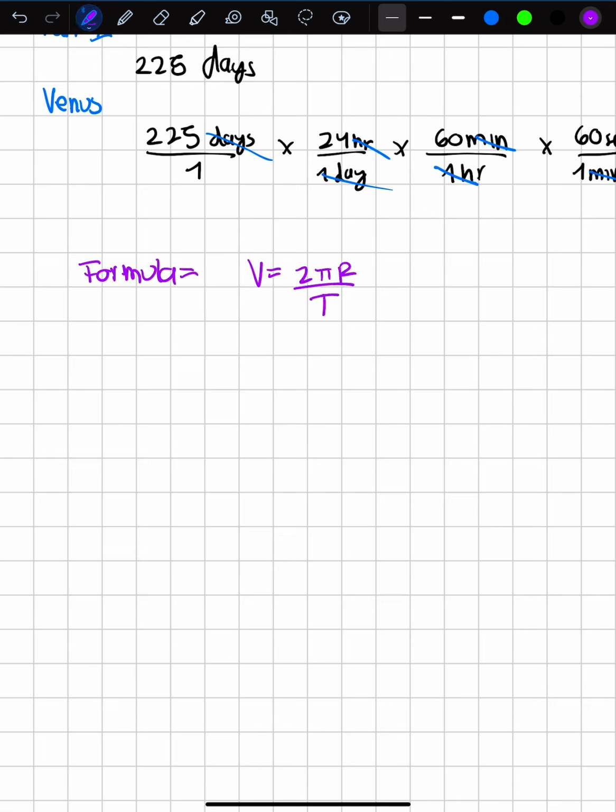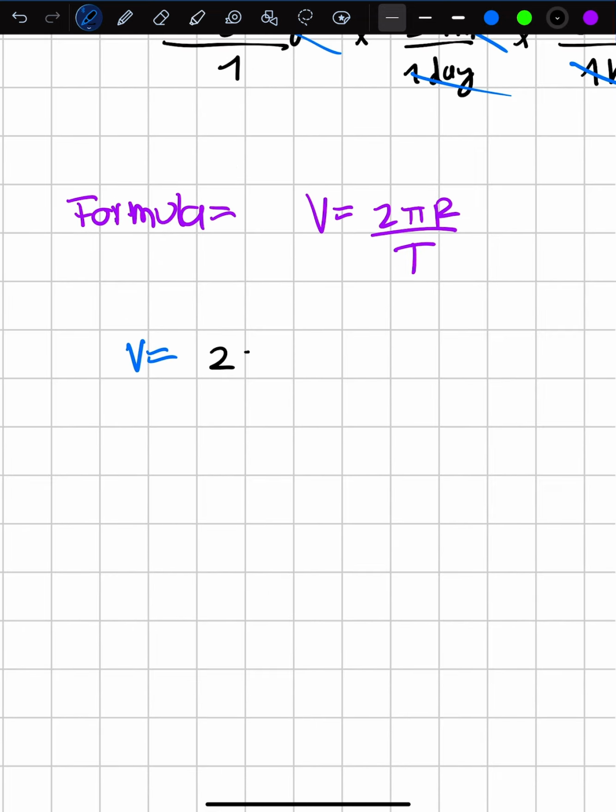So let's use this one right here. Let's solve for v. Then let's put 2 pi times our radius, which they give to us in the question. And this is the radius, 1.08 in scientific notation, over the seconds that we found previously.